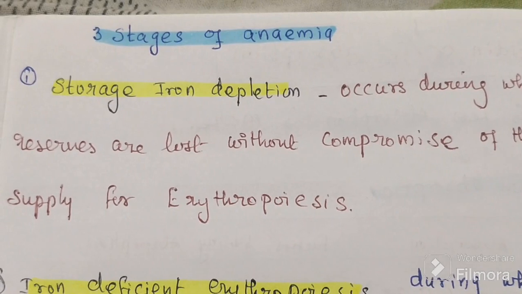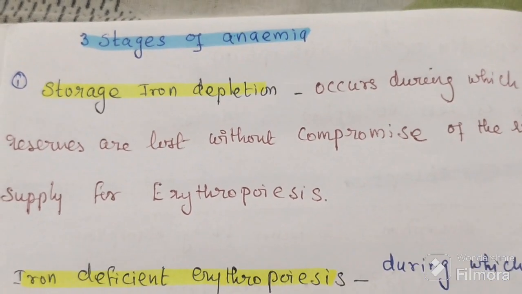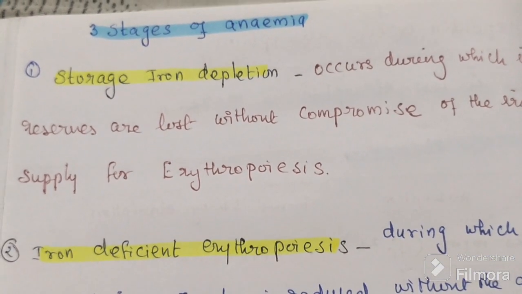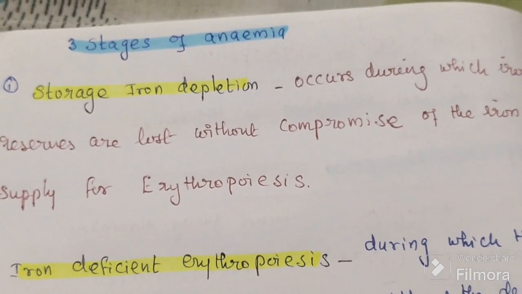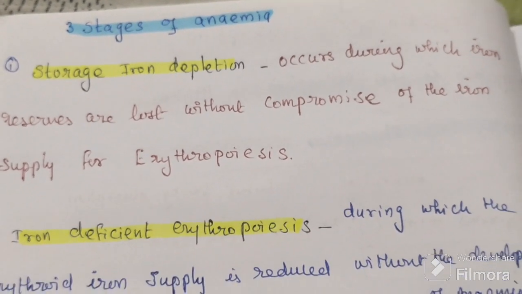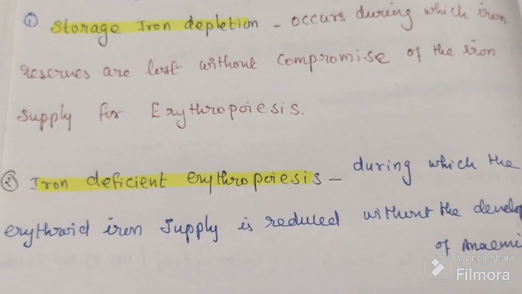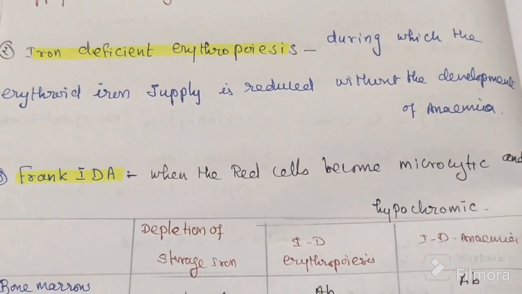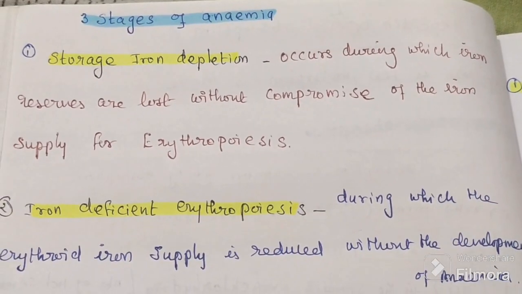Iron deficiency anemia basically has three stages. What are the three stages? The first is storage iron depletion, where the storage form of iron is depleted. The second one is iron deficiency erythropoiesis, and the third one is frank iron deficiency anemia. First one is the storage iron depletion.